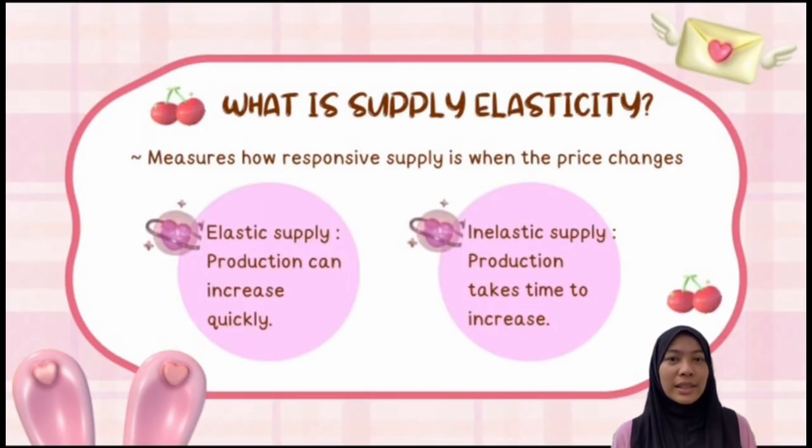Next, price elasticity of supply refers to how quickly a company can increase or decrease its supply when the price changes. If a company can easily increase its production, the supply is elastic. If it takes time to increase production, the supply is inelastic.